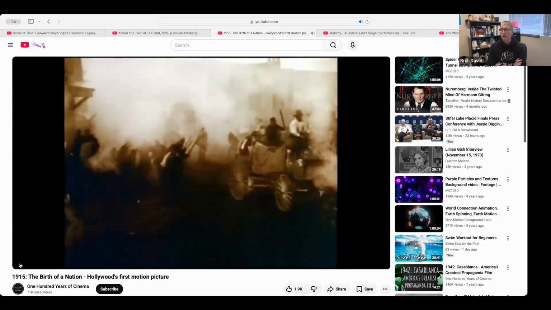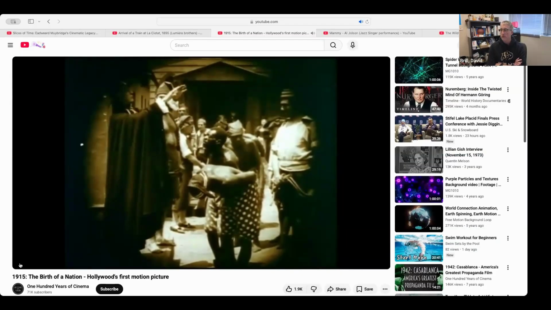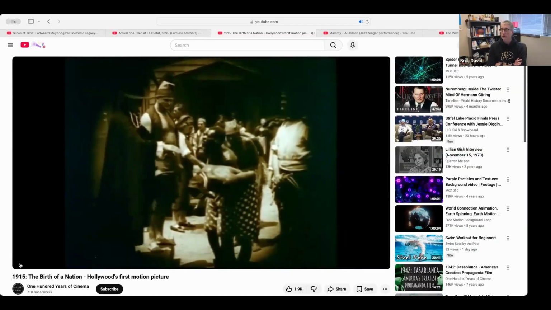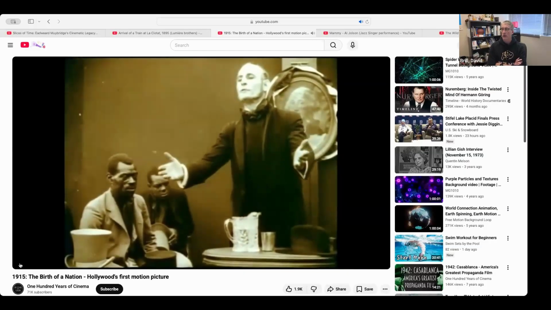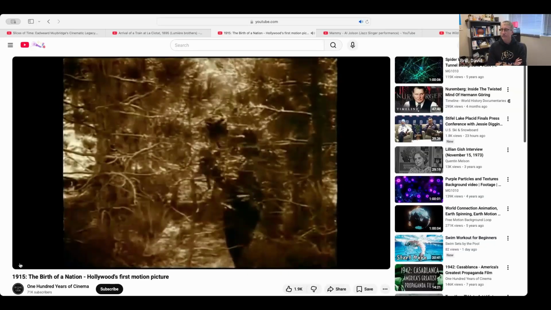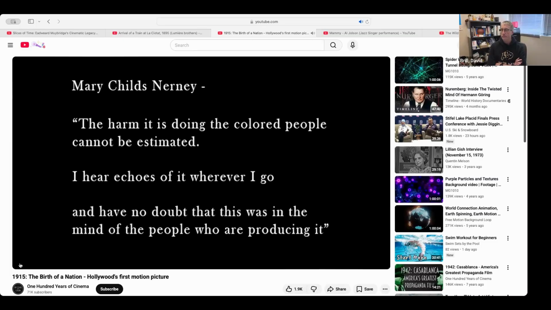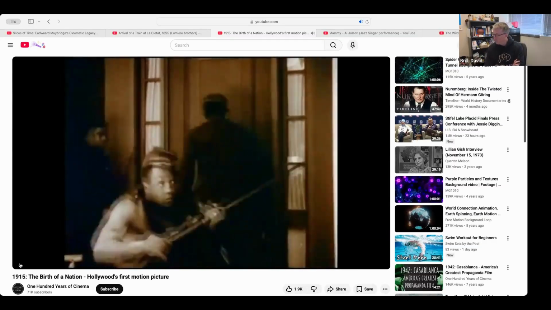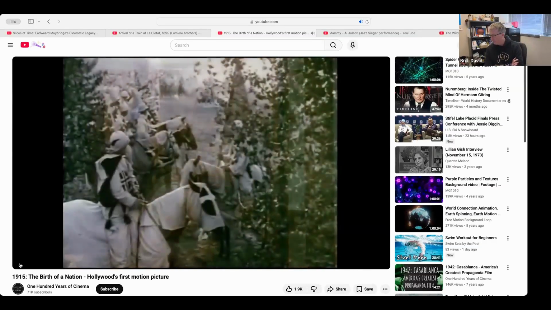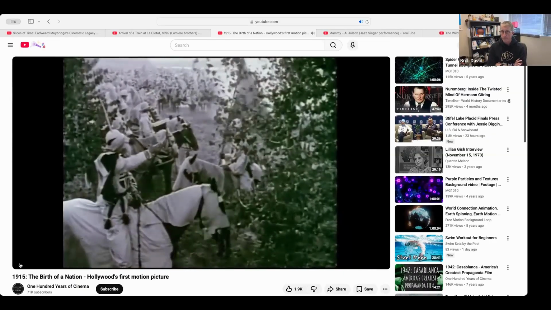But culturally, however, the film carries somewhat of a darker legacy. Even in 1915, the film was met with controversy. Showings of the film were protested by the newly formed National Association for the Advancement of Colored People for its portrayal of black people. Executive Secretary of the NAACP, Mary Childs Nerney, wrote, "The harm that it is doing to colored people cannot be estimated. I hear echoes of it everywhere I go, and I have no doubt that this was in the mind of the people who are producing it." The film's portrayal of black people was so terrible that it was still being used as a recruitment tool for the Ku Klux Klan as late as the 1970s.